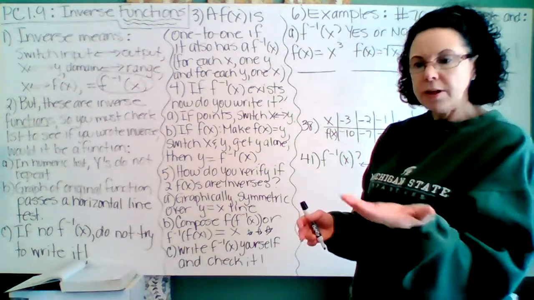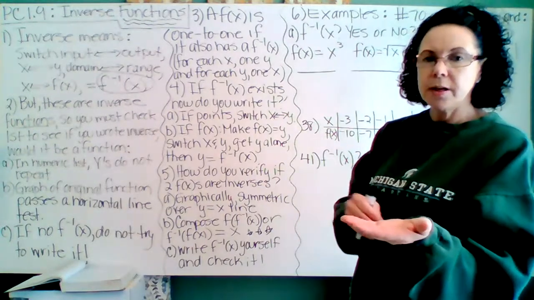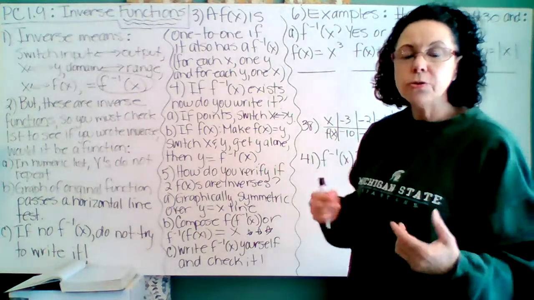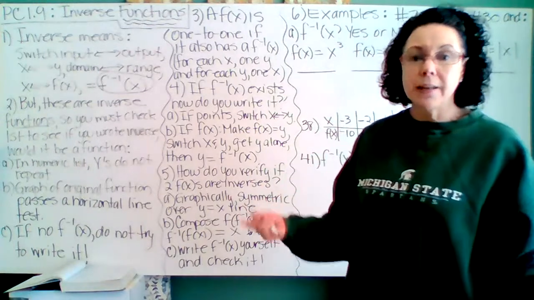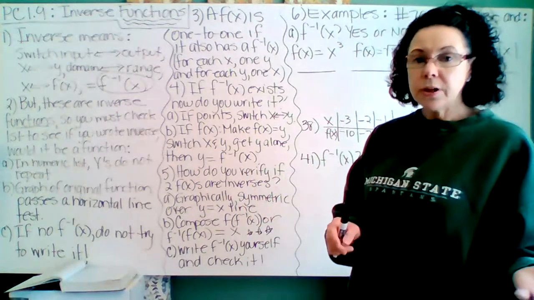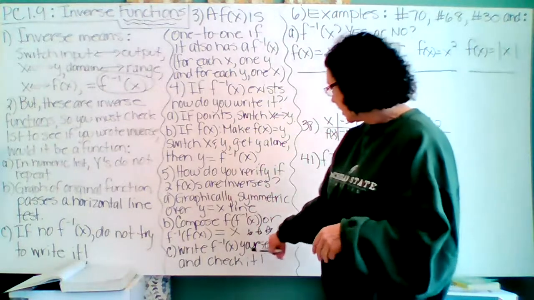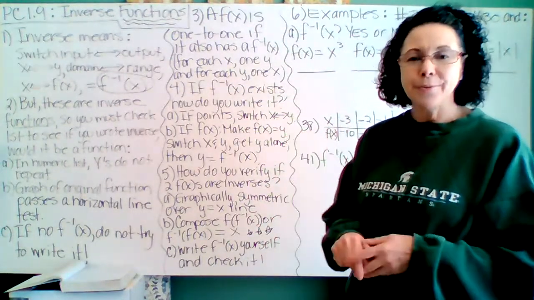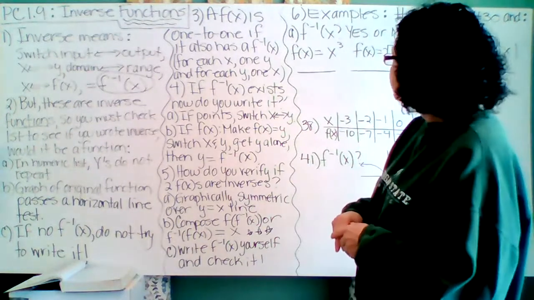Meaning that when you take one of the functions and compose the other in it, they totally undo each other. So you just have an x left and they must be inverses. Another thing you can do is simply take the first function they gave you, write its inverse yourself, and see if it's the other one they gave you, if you're comfortable with that.